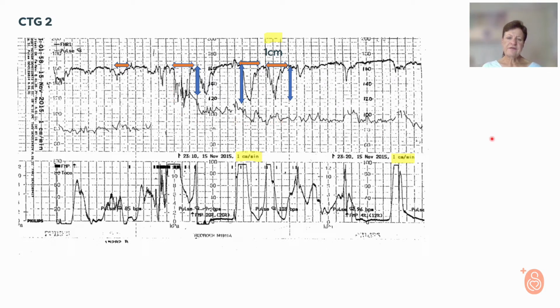So if we look at the variable decelerations and we talk about the 60-60 rule, we say that a variable deceleration should not be longer than 60 seconds, and they shouldn't be deeper than 60, or decelerated with more than 60 beats per minute. So in this case, we still have, I almost want to call it, normal variable decelerations.